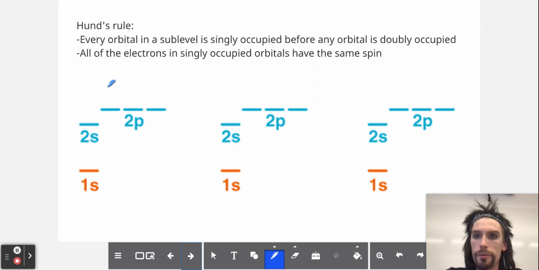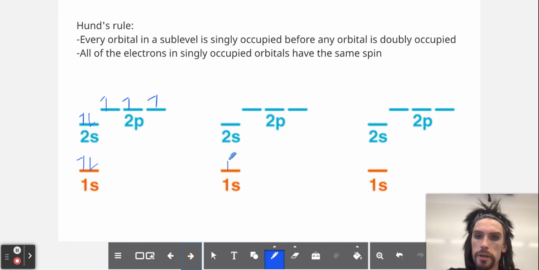Moving on to Hund's rule. This states that every orbital in a sublevel will singly be occupied before any orbital is doubly occupied. So we're going to do nitrogen now, and nitrogen has 7 electrons. So for nitrogen, we're going to go like this. According to the Aufbau principle, fill the 1s, then fill the 2s, and then we will put 1 electron in each of the 2p orbitals. This would be the way to do it.